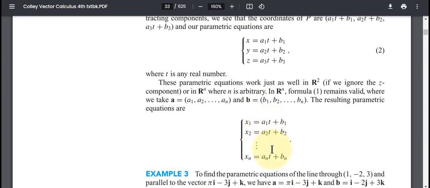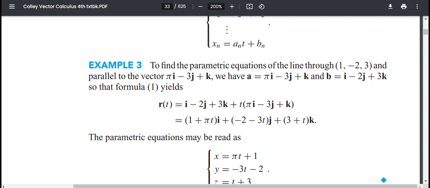And this will be, given an A1 and a B1, an A2 and a B2, and so on, the equation for a line in Rn.